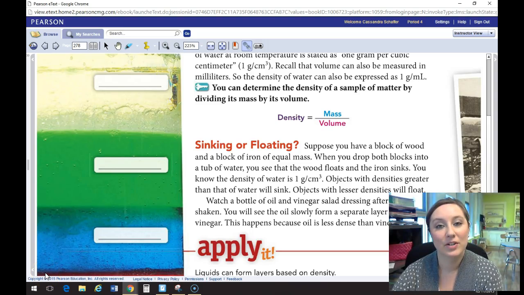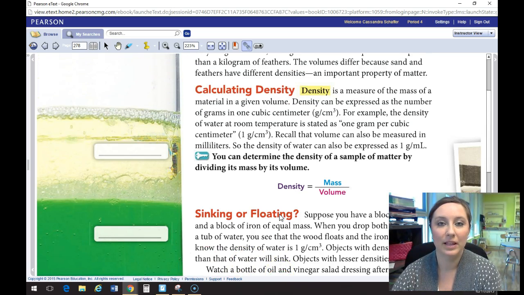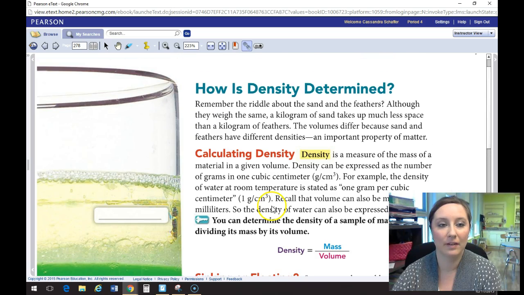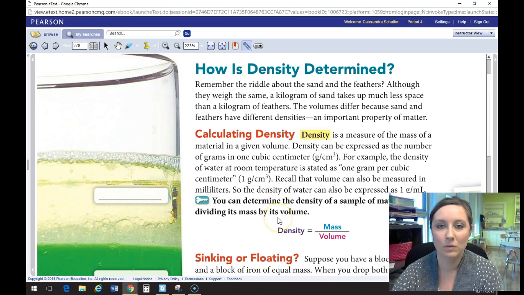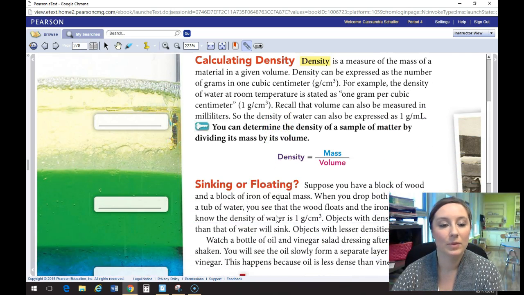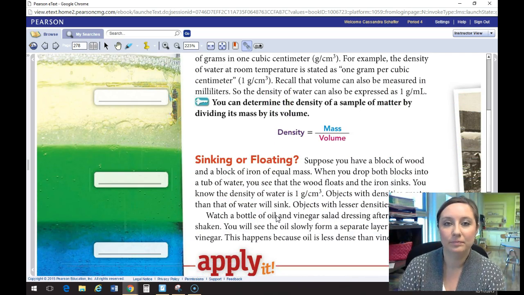This video is part 2 of your density notes. Today we're going to be reading on page 278, and we're going to continue our reading from where we left off in part 1. In part 1 we covered how density is determined, and we learned how to calculate density and what density is. Now we're going to be talking about sinking or floating.